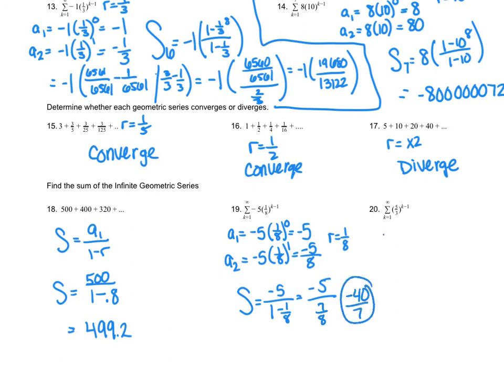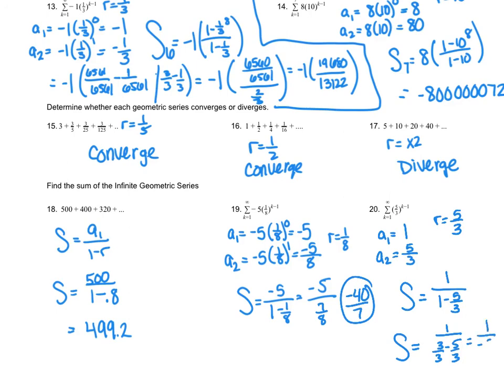The last one, my first term is anything to the power of 0, which is 1. My second term is 5/3. So I'm multiplying by 5/3. So the sum is my first term over 1 minus 5/3. So the sum equals 1 over 3/3 minus 5/3, which is 1 over negative 2/3, which is negative 3 over 2.